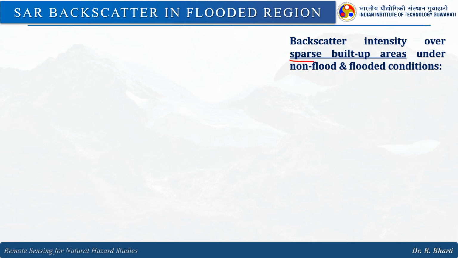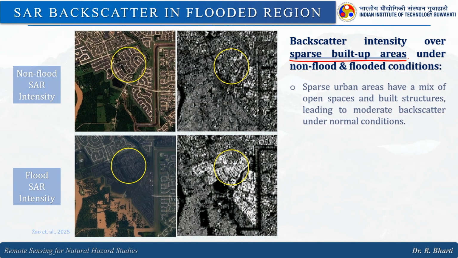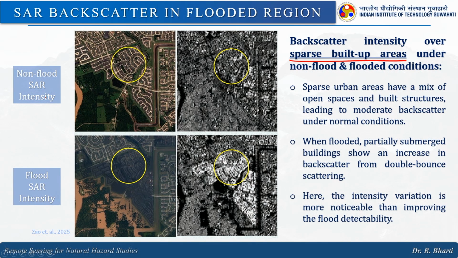As a result, SAR backscatter intensity significantly decreases over flooded grass and bare soil areas, right. Now, with the sparse built up areas, how does the remote sensing data set appear? So, this is again the non-flood SAR intensity, this is post event. Here you can see the sparse urban areas have a mix of open spaces and built structure, leading to moderate backscatter under normal condition. So, this is normal condition.